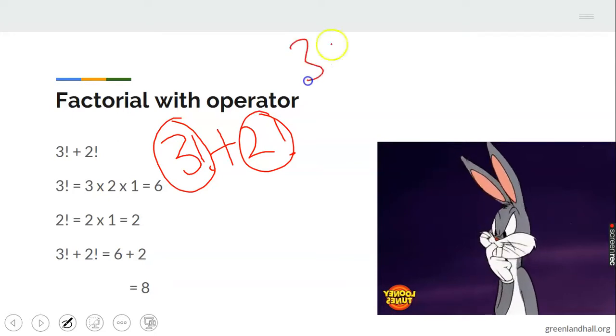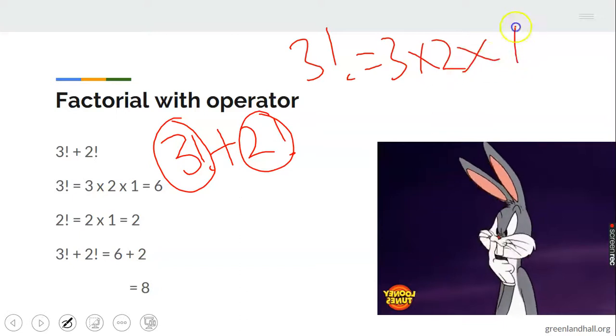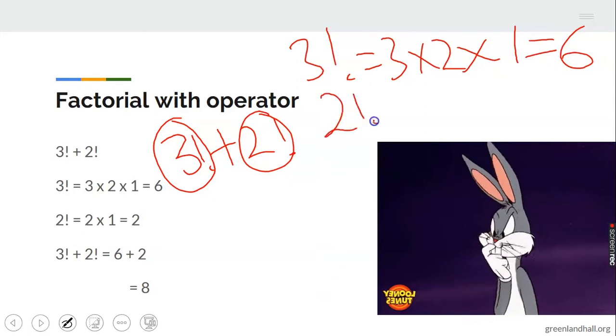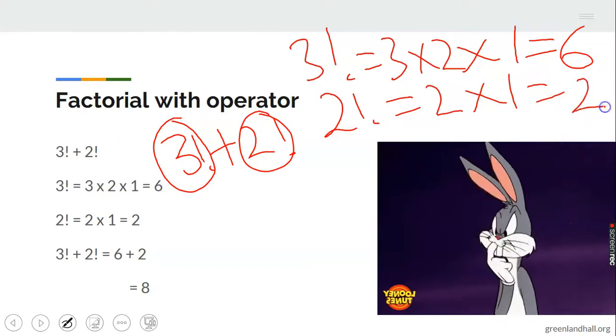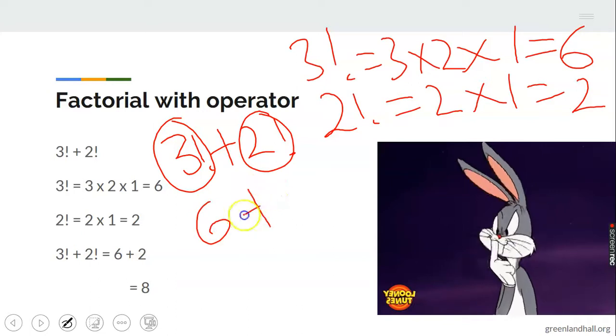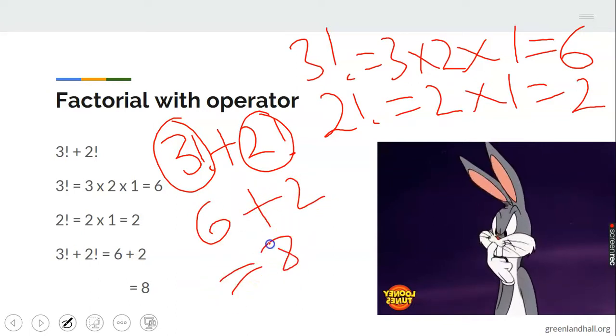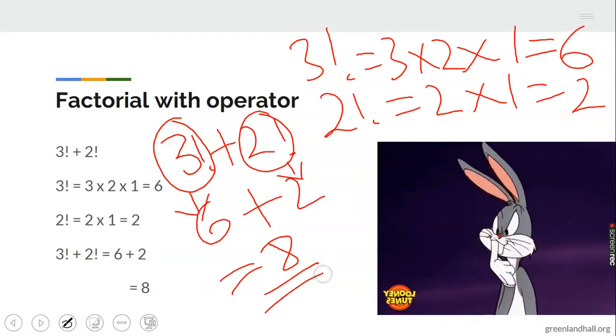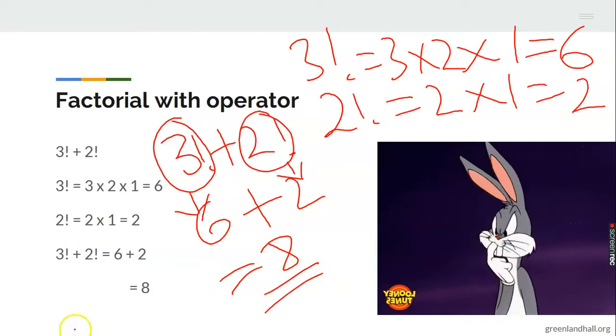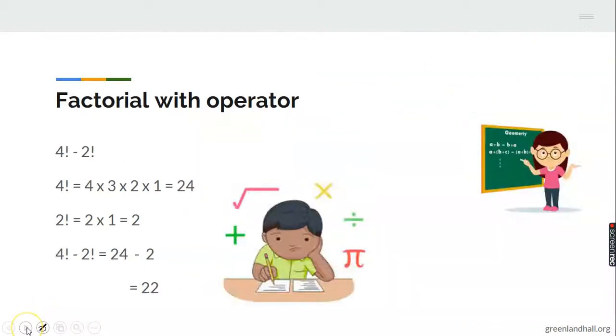So factorial of 3 means 3 times 2 times 1. This gives us what, boys and girls? 6. Factorial of 2 means 2 times 1, and that gives us 2. However, this is not the answer. So the factorial of 3 and 2 means 6 plus 2, and that gives me 8. So I'll sum up, and I'm going to have my answer as 8. Is that not so easy for you guys?